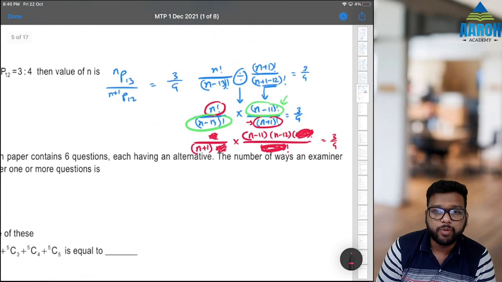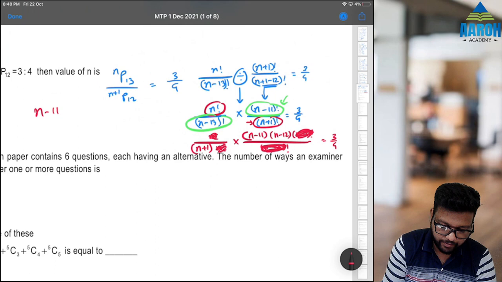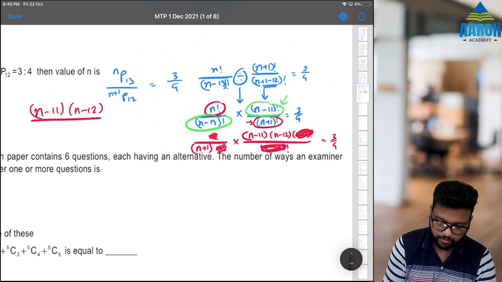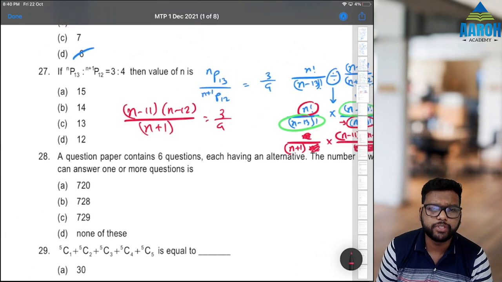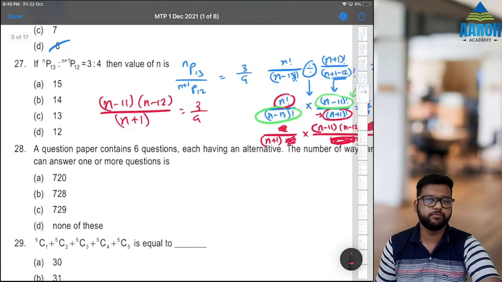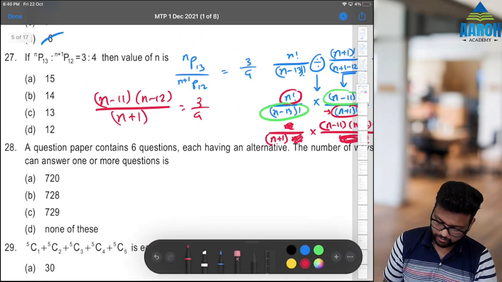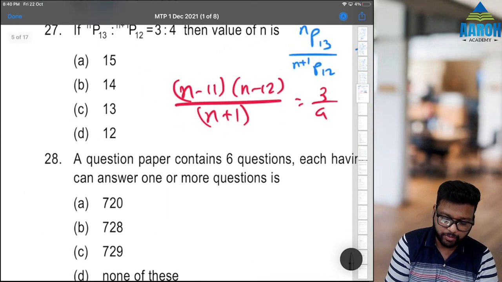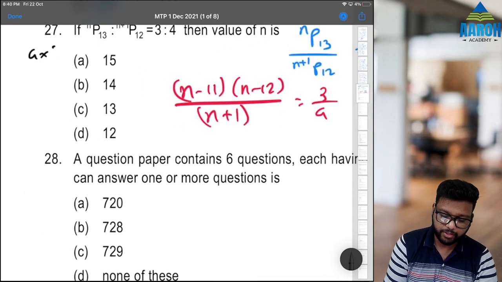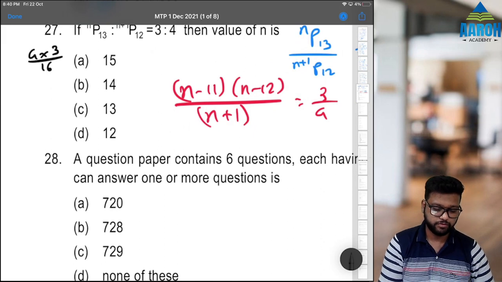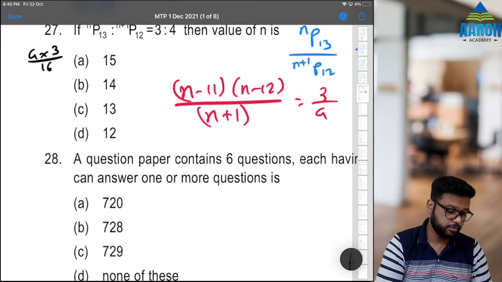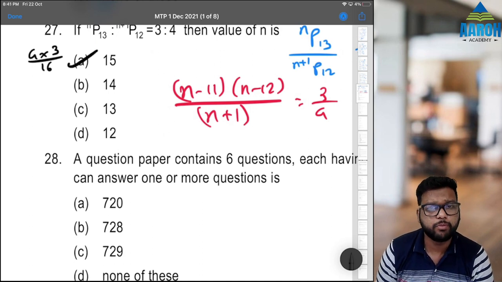Now we can go by options, because what is remaining is (n minus 11)(n minus 12) by (n plus 1) is equal to 3 by 4. Now just go by options. Let's check which option fits here. Okay, let me change the color. So for 15, it will be 15 minus 11 is 4 into 15 minus 12 is 3 by 16. 4 into 3 by 16, 0.75. That is the correct answer. 3 by 4 is 0.75.